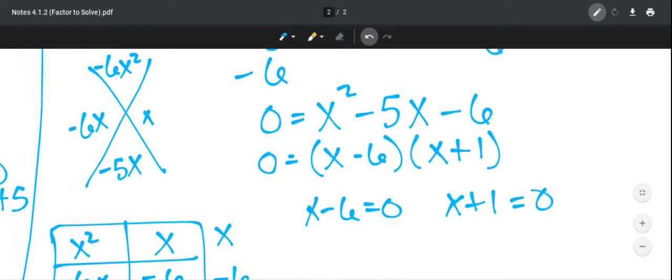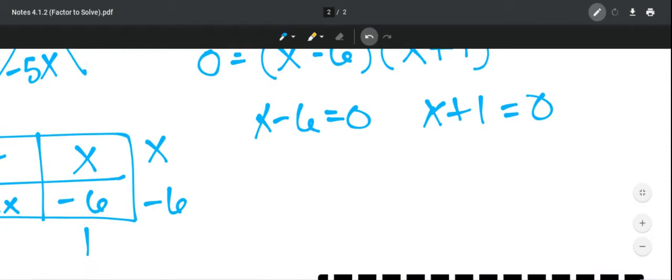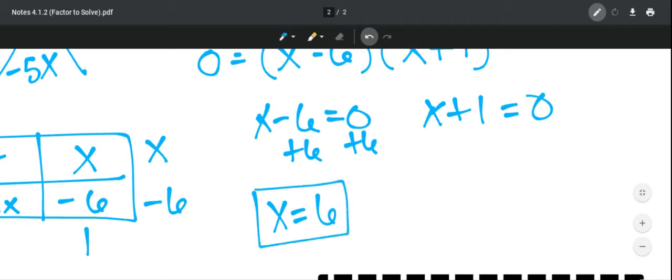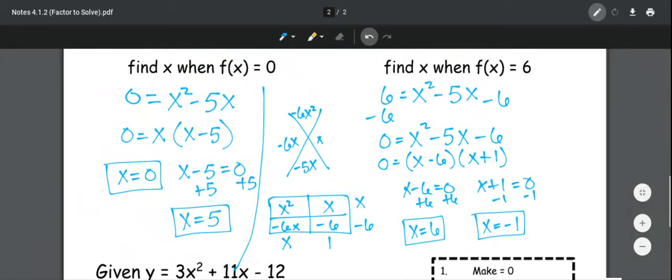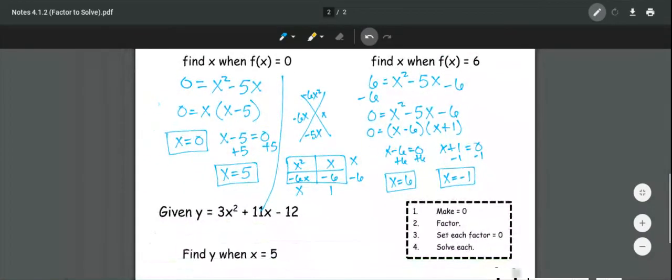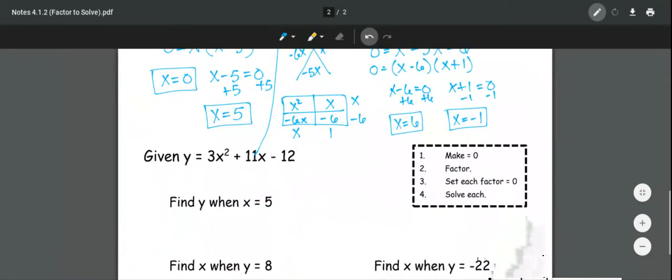Plus 6. So my first answer is x equals 6, and then my next answer is x equals negative 1. So if you know how to do the box and diamond, it's really easy. If you don't, then you need to go back and watch last chapter's videos, because otherwise it's going to be really hard for this chapter.